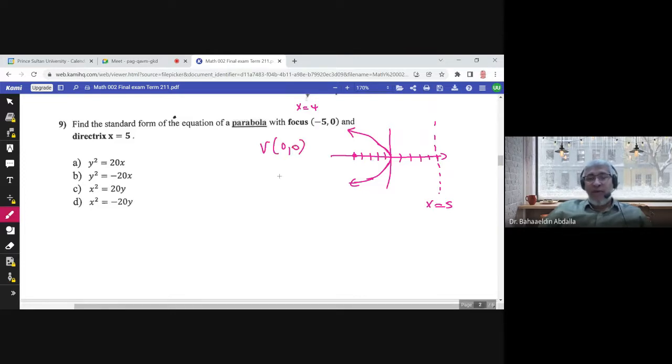So the vertex of this parabola is (0, 0). And we have a video about parabolas with vertex (0, 0). And now this kind of parabola, its equation is y squared equals 4px. And it opens to the left, so it is negative 4px. And p is the distance from the vertex to the focus, or from the vertex to the directrix. So p is 5, so the equation is y squared equals negative 20x, and it is A. So A is the correct answer.